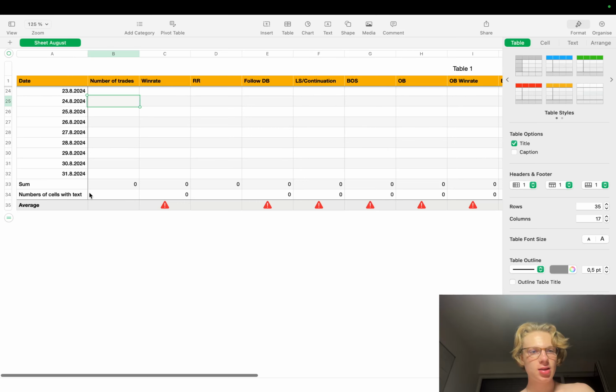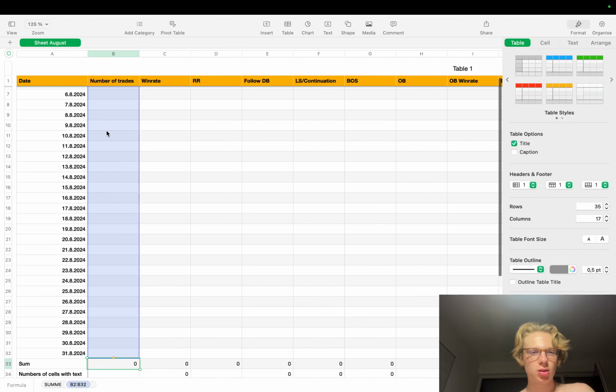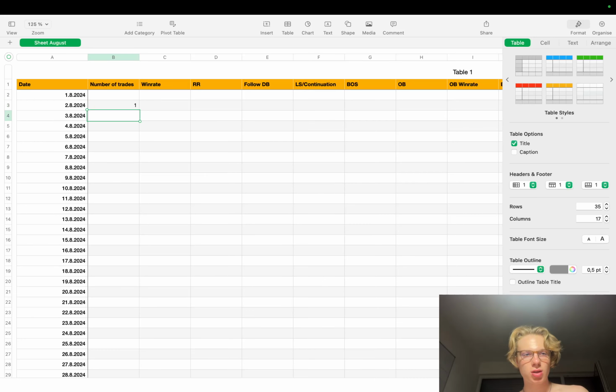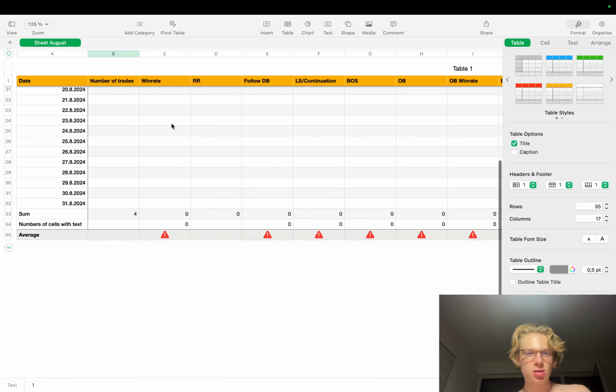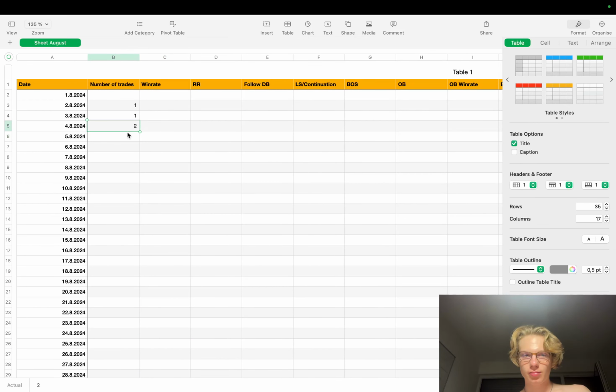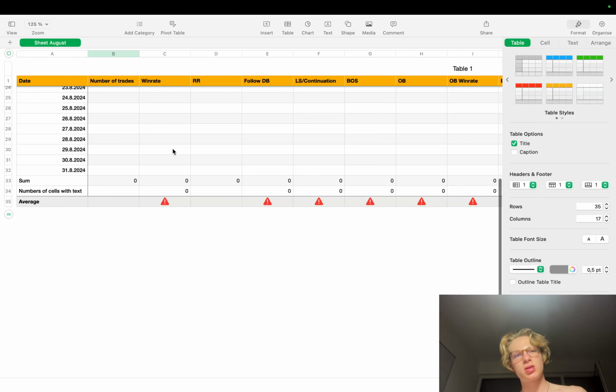And now finally these things here below. So obviously for the number of trades, you only need the sum. So if I go, say, 1 trade here, 1 trade here, 2 trades here, 1 trade here, in the end it's gonna show me 5 because I took 5 trades. That's why here it's only showing the sum.